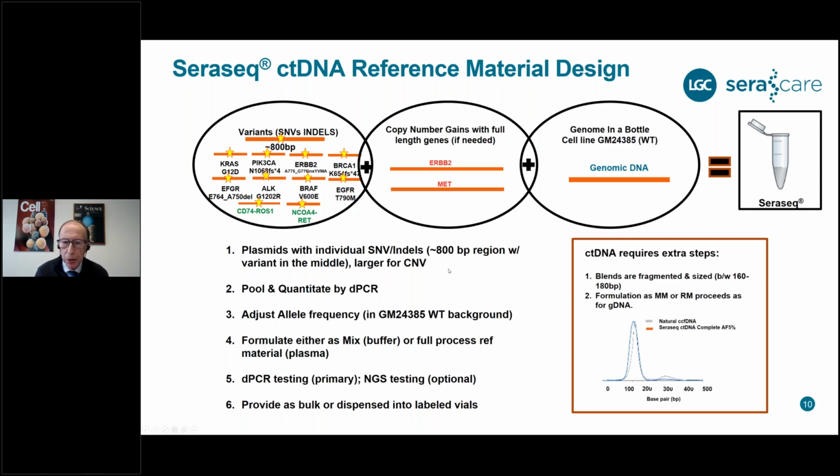And most important for this application, we actually go through additional steps to make it patient-like for circulating cell-free DNA. And as shown here, we do the ctDNA, we do blending and fragmenting, and then formulate as either mutation mix or reference material in artificial plasma. And as shown here, the natural sized cell-free DNA, which is the material in gray, and the material in blue is exactly the manufacturing material. You can see how it has a very similar profile with a maximum peak around 170 base pairs compared to the natural material. This allows for good conversion efficiency as you make your library preps for NGS analysis.